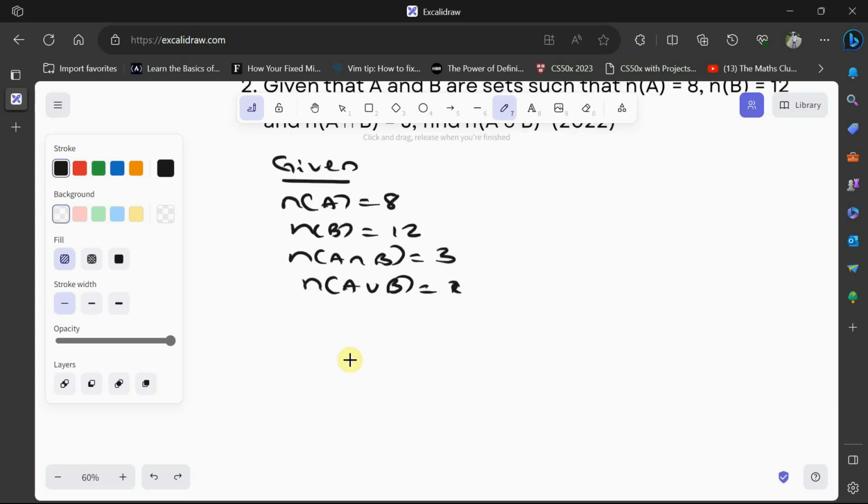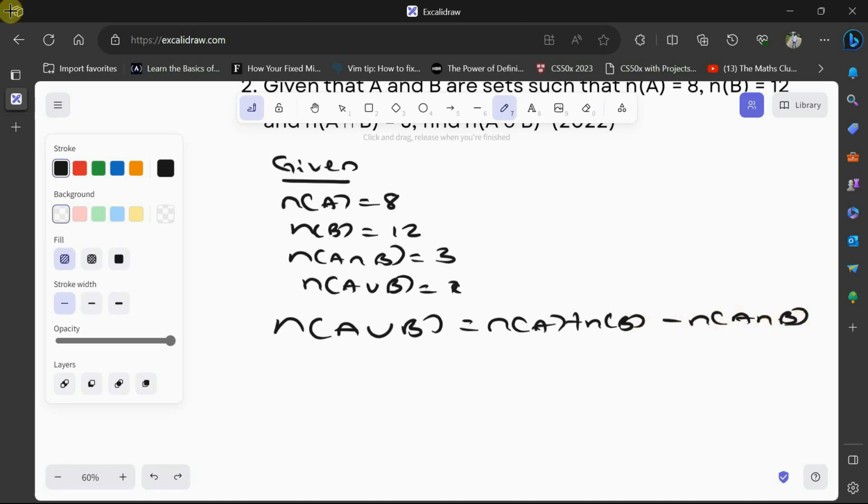So we know our general formula. The formula is n of A union B is equal to n of A plus n of B minus n of A intersection B. And we explained how this formula actually came about in one of our previous videos. So if I substitute, we're trying to find this guy, but we know that n of A is 8, we know n of B is 12, we know n of A intersection B is 3, so 8 plus 12, that will give me 20. 20 minus 3, that will give me 17. So then the answer is just 17.